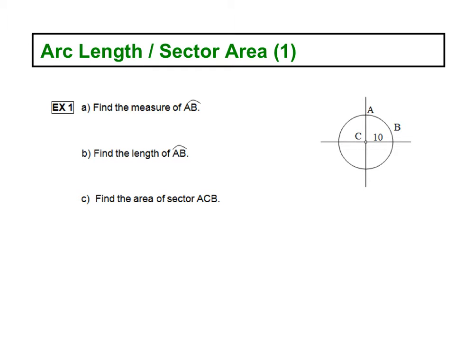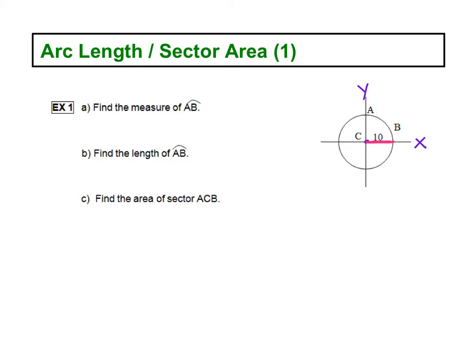All right, in our first example, we have a circle over here. We can see it looks like it's right on a coordinate axes where you have your x and your y axis. So we want to think about it in those terms. You can see the center of the circle is at the origin, and then they told us that this length from here to here is 10. So that would be the radius of our circle.